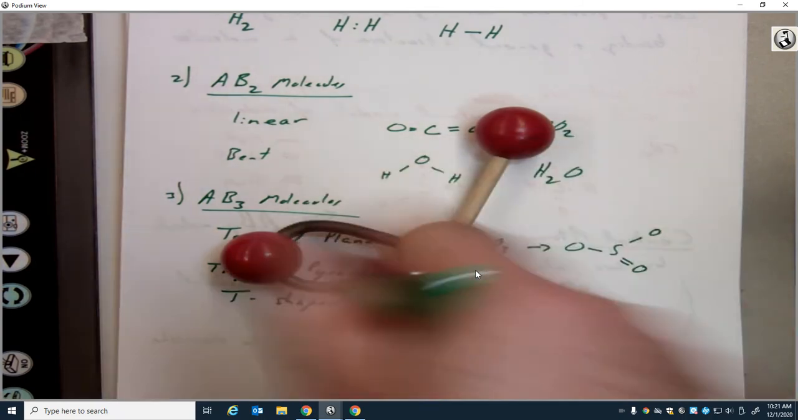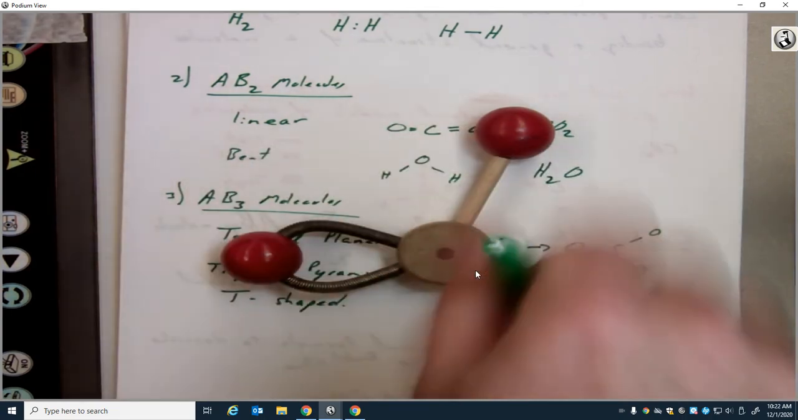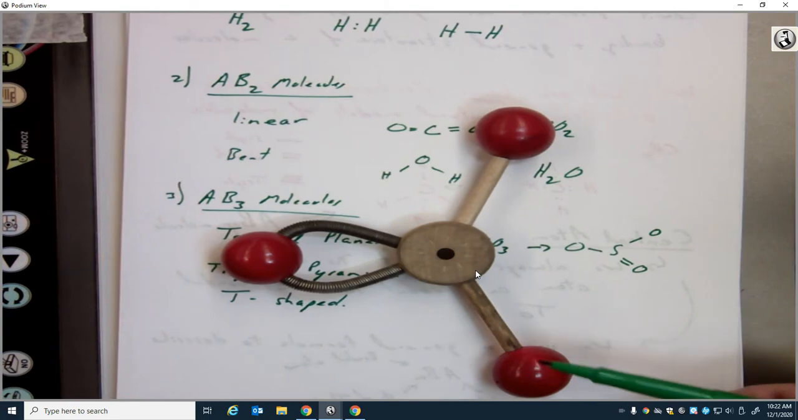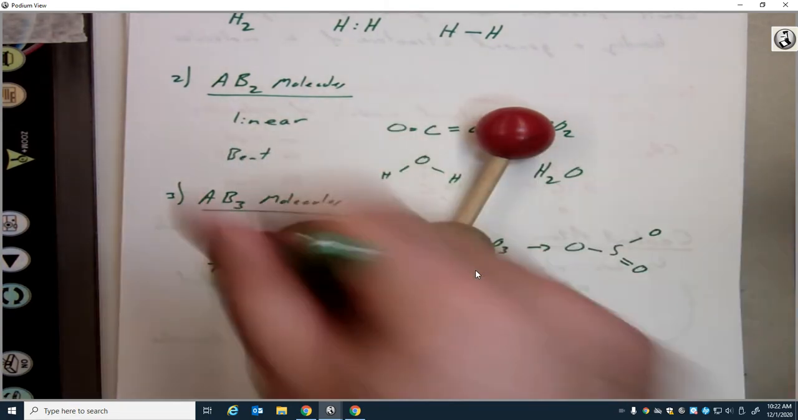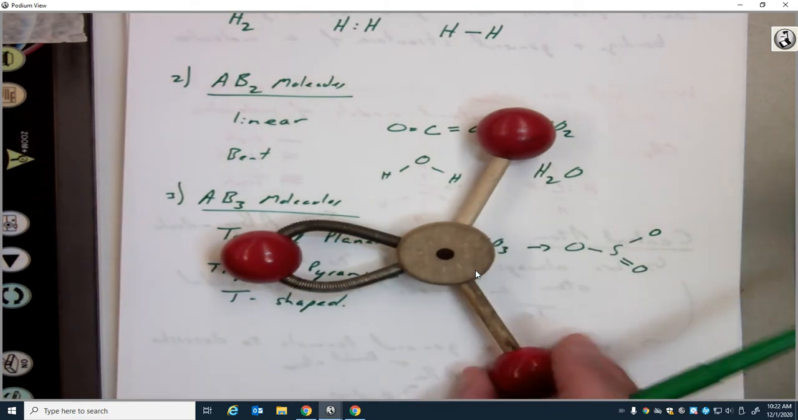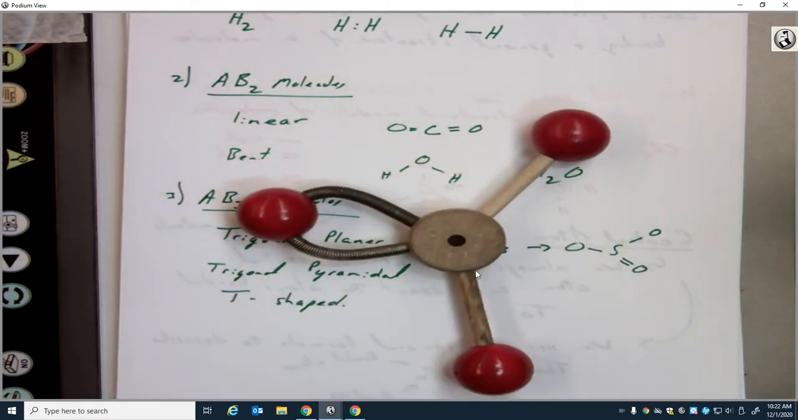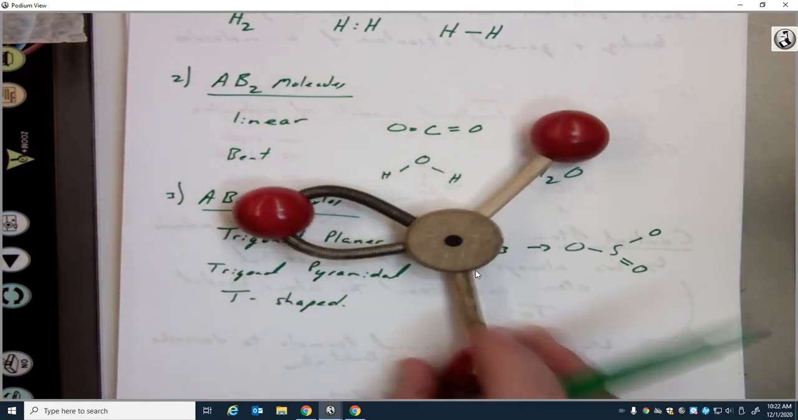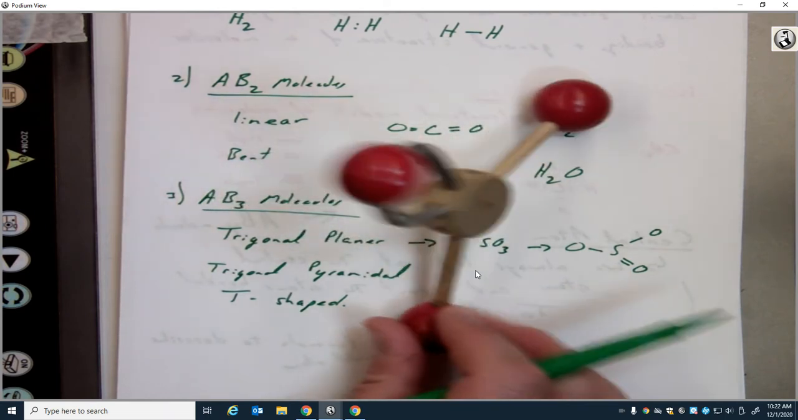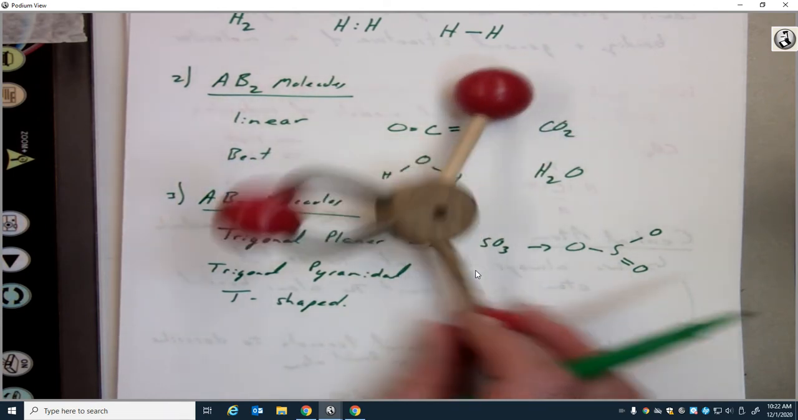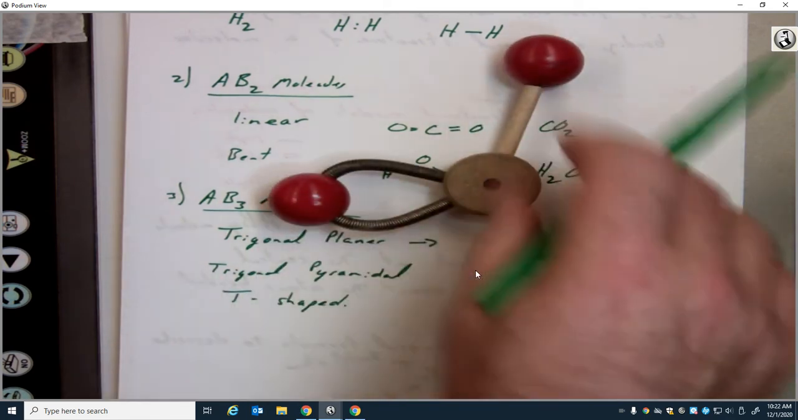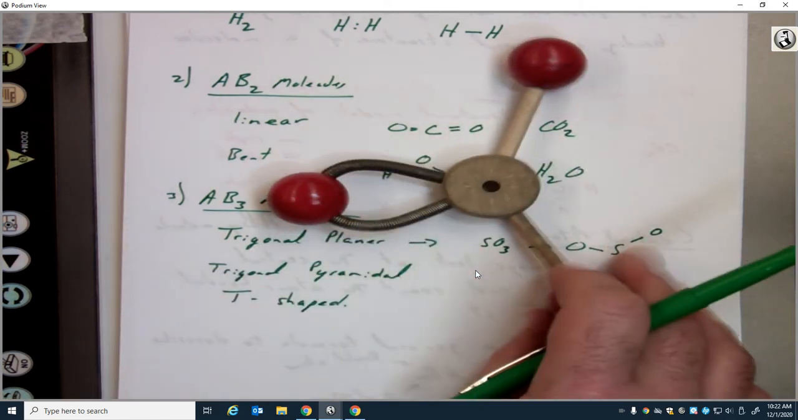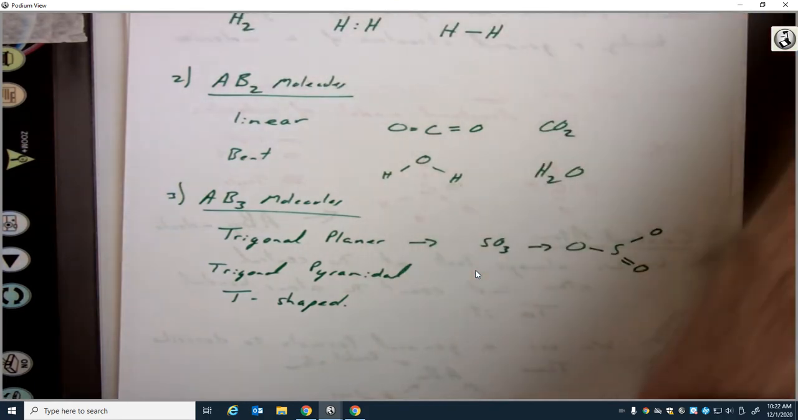Now, this has actually got an equivalent form, right? And it shows resonance. Okay, so in reality, we don't see two singles and a double. We see something in between all of them. And we've talked about that before. But this is that trigonal planar. So all of the bonded atoms are in the same plane as the sulfur. Right? So this is what's called a trigonal planar shape.